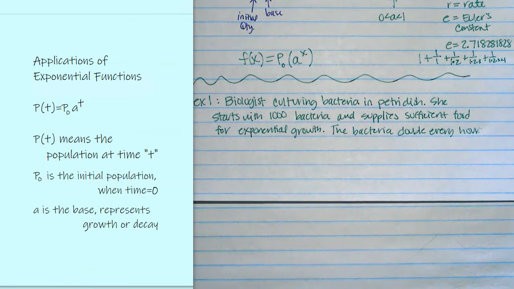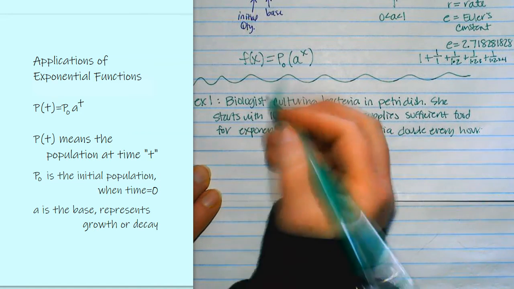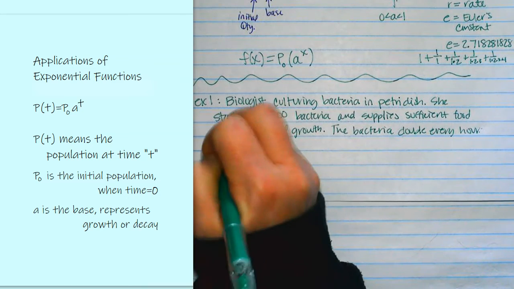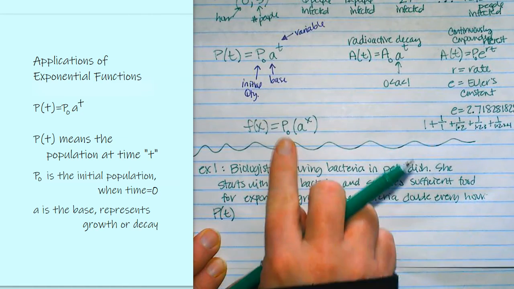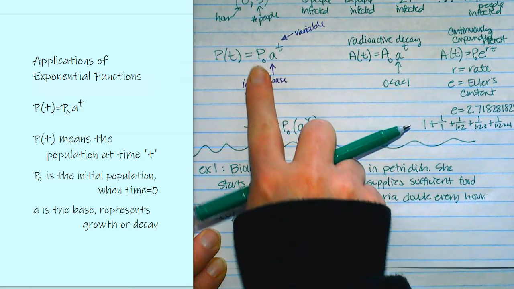Okay, so example 1. A biologist is culturing bacteria in a petri dish. She starts with 1,000 bacteria. Don't ask me how she counts those 1,000 bacteria, but she starts with 1,000 bacteria and supplies sufficient food for exponential growth. The bacteria double every hour. So the first part of this example is finding out what the equation is. And the book shows you this kind of example where they say the equation is population over time. It's the same examples we have up here.